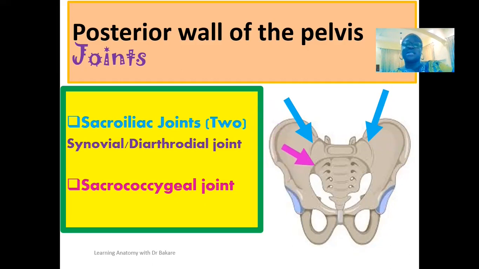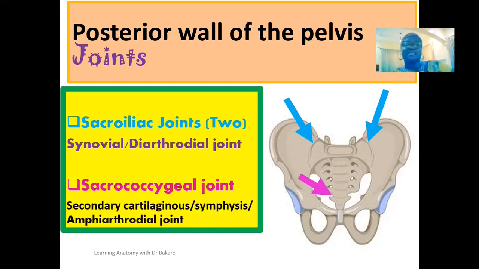This is where we have the sacrococcygeal joint here, Harold, at this point. It means the joint that is created between the sacrum and also the coccyx. In trying to classify this joint, we say it is a cartilaginous joint. It is specifically a secondary cartilaginous joint. It is the symphysis also because it is located along the midline plane. Cartilaginous joints that are located along the midline plane are classified as symphysis.